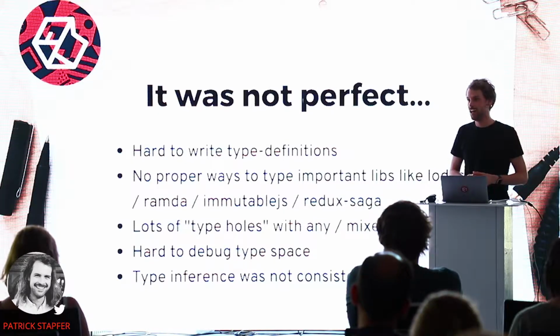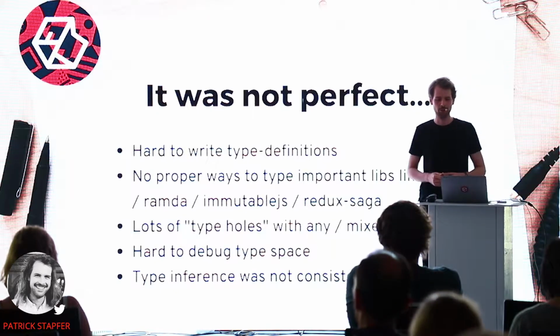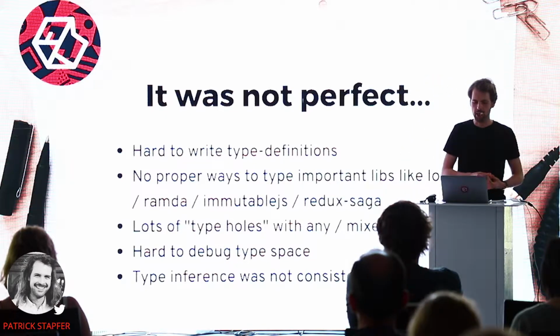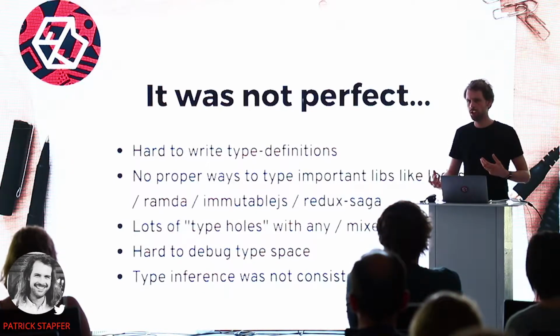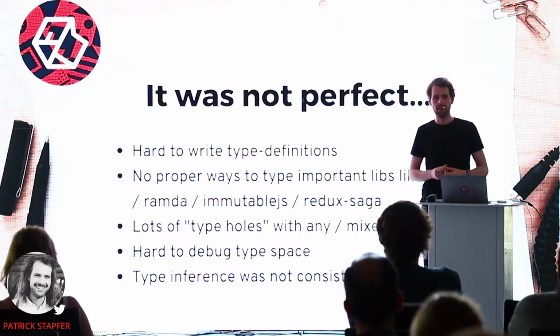are polymorphic by definition. So you don't know what type is going to be yielded, and you cannot really make that a single type. So it was really, really hard to express the types because JavaScript is a highly dynamic environment. So it introduced a lot of type holes with any, mixed, object, and I think nowadays TypeScript even has more of these kind of types, like undefined or some kind of infer type, I don't know. It's getting really extensive. And it's very hard to debug the type space.